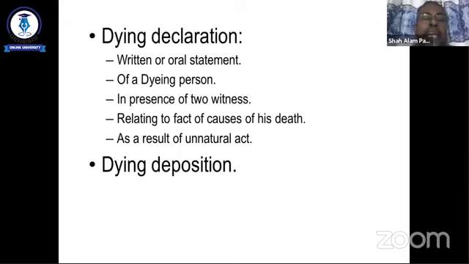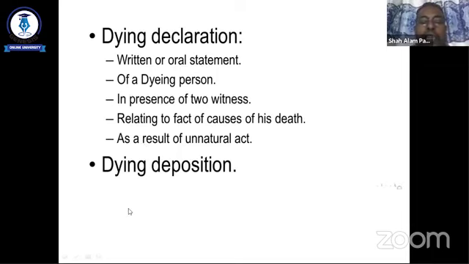Dying declaration is the written or oral statement of a dying person in presence of two witnesses relating to the fact of cause of his death that is the result of an unnatural act. Though I fragmented this definition, this definition is a continuous process. That is, you may define dying declaration: this is a written or oral statement of a dying person in presence of two witnesses relating to the fact of cause of his death resulting from an unnatural act.